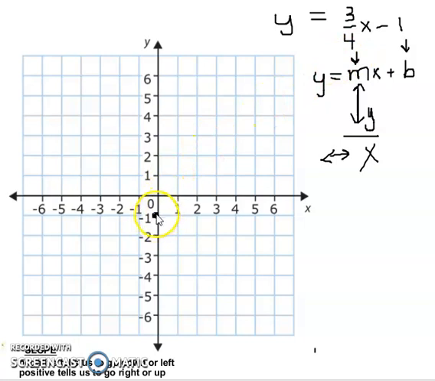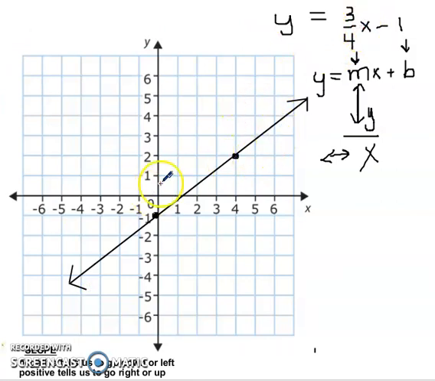So I'm going to start at my point on the y-axis and go up 3, 1, 2, 3, and then I'm going to go over to the right 4. 1, 2, 3, 4. I put my other point right there. And then I draw my line between my first point and my second point. And that's how I draw my line from an equation of a line.